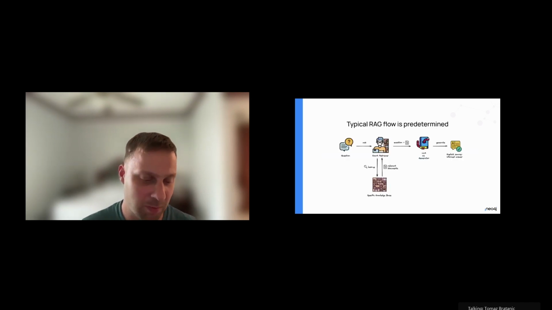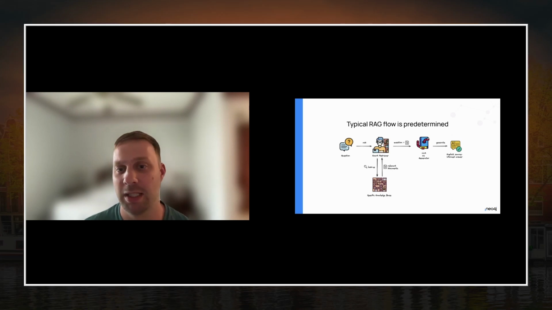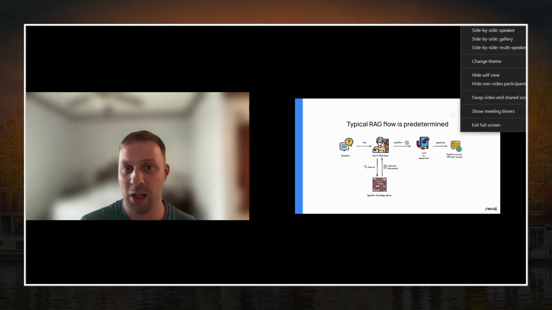So let's start with what is not an agentic RAG flow. Most RAG pipelines you'll see today are kind of predetermined. You ask a question, you do a vector similarity search, you get your similar documents, you pass them to the LLM, and you get your final answer. So this is not an agentic workflow because the flow is predetermined.